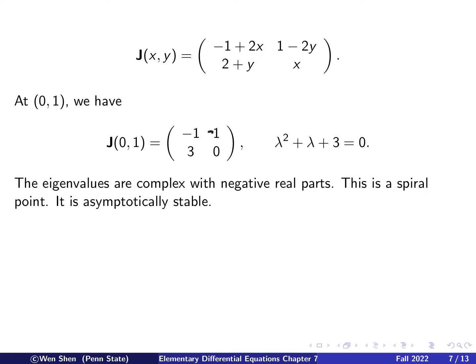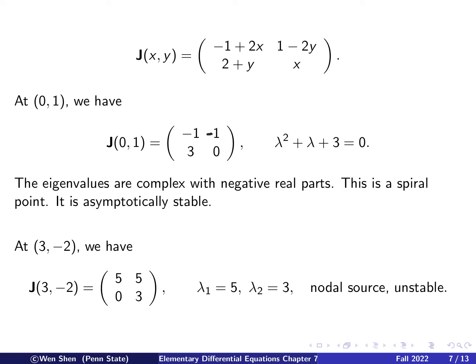Now let's look at the third critical point. x is 0, y is 1. So if we put it in, x is 0, so we have 0 here, and then y is 1, so we have 1 here. We will get -1, -1, 3, 0. And if you try to find the eigenvalues, you see that lambda will satisfy this quadratic polynomial, and you can easily compute that the eigenvalues here are complex and the real parts are negative, and therefore this point is a spiral point, and all the solutions will approach it in a spiral fashion, so it's asymptotically stable.